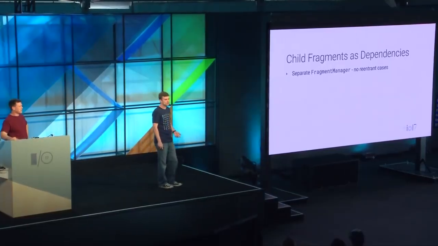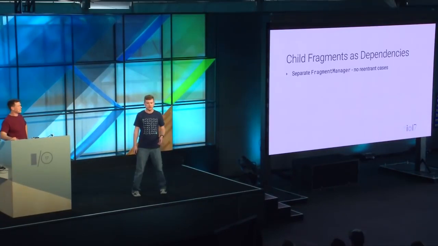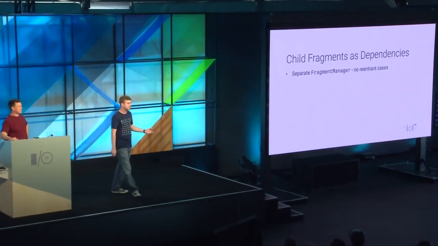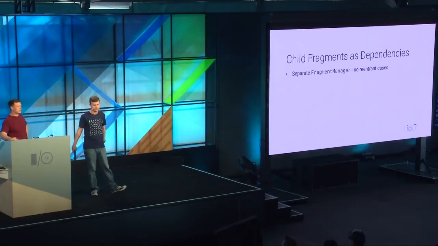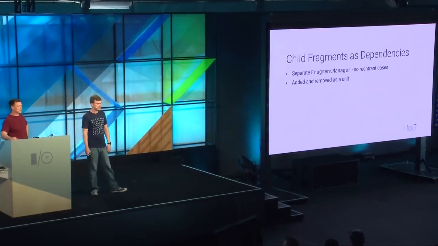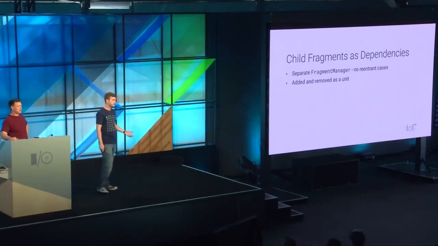So this is one of those things that ends up being really kind of difficult to work with. So child fragments as dependencies work out really well because they solve a lot of these particular issues. It's a separate fragment manager, so you don't get the reentrant cases no matter what. If you go ahead and use commit now on a bunch of these things, you don't have to worry about your parent being in a potentially inconsistent state as you do this because you're all working within your own local unit. So all of these things are added and removed as a unit, which means that it solves that view pager problem. It means that if you remove the containing fragment, then you don't have to care about the implementation details of that fragment. Well, this kind of seems like one of those duh things in hindsight.